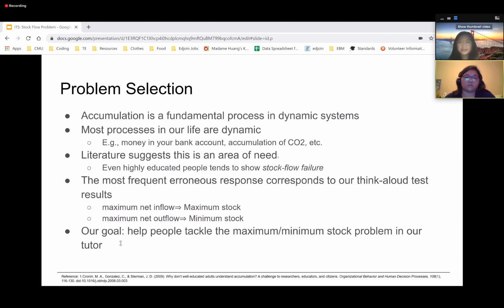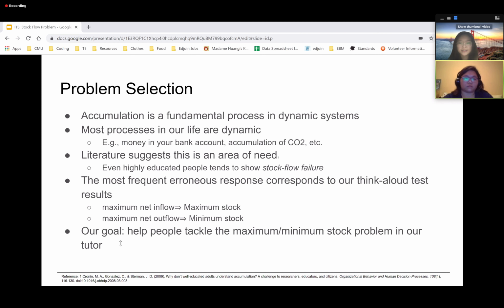Why is this important? Accumulation is a fundamental process in dynamic systems, and most tasks in our daily life are dynamic. For example, you may want to manage your bank account by controlling your deposit and cost, or maintaining your weight by controlling your intake and calories burned every day.